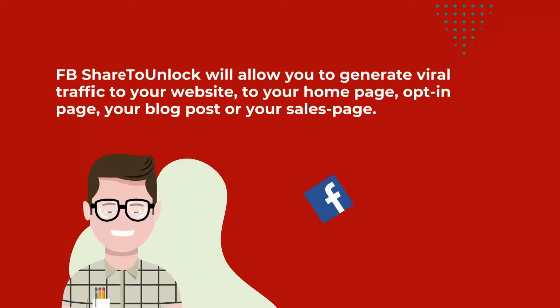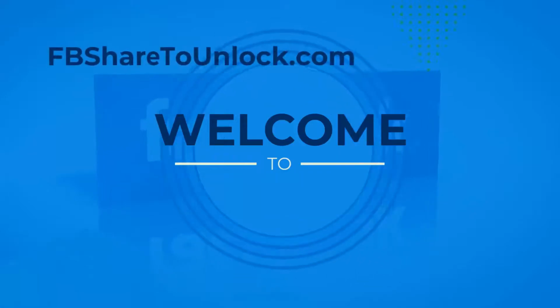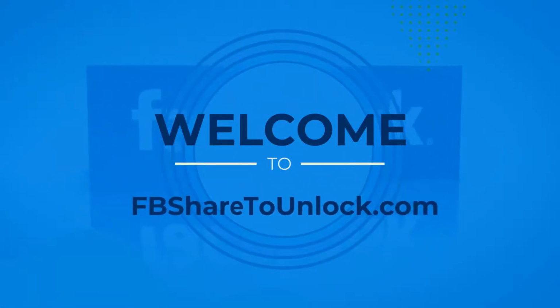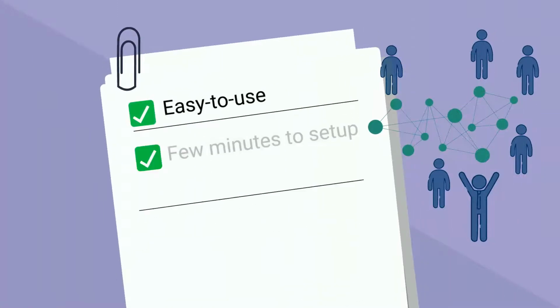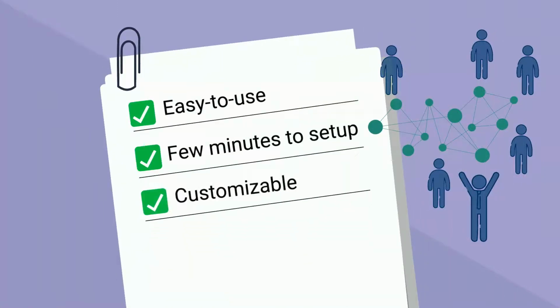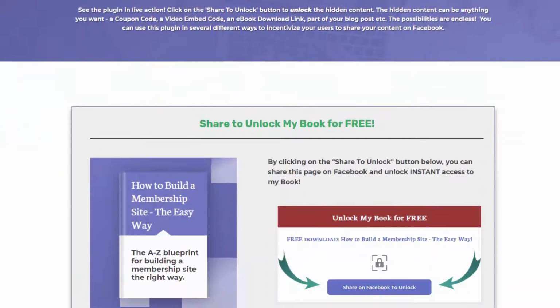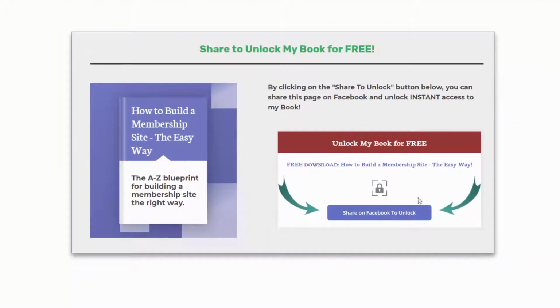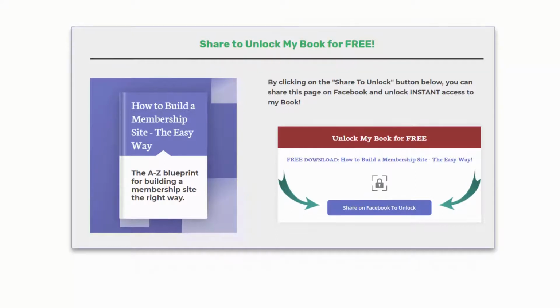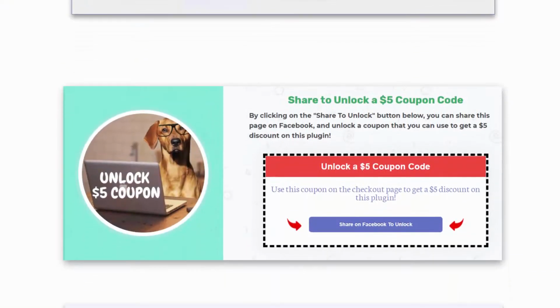Facebook ShareToUnlock is a simple yet truly powerful WordPress plugin. It's super easy to use, takes just a few minutes to set up, it's highly customizable, and you can use it in a ton of different ways to make your content go viral on Facebook. Hide the juiciest part of your content, which could be an awesome video, it could be a download link, it could be a free report. Hide it behind a Facebook share lock.